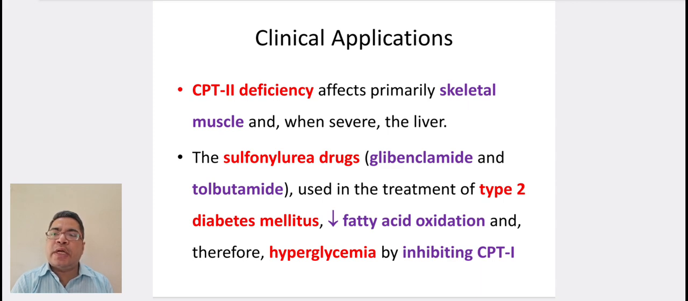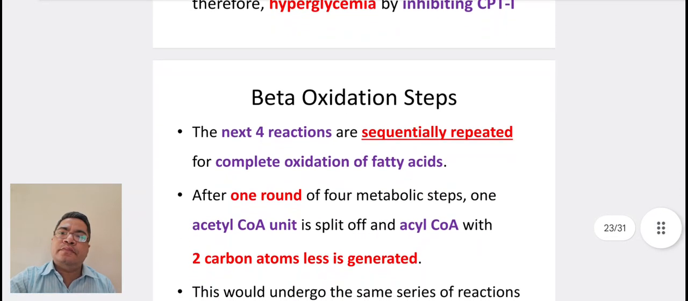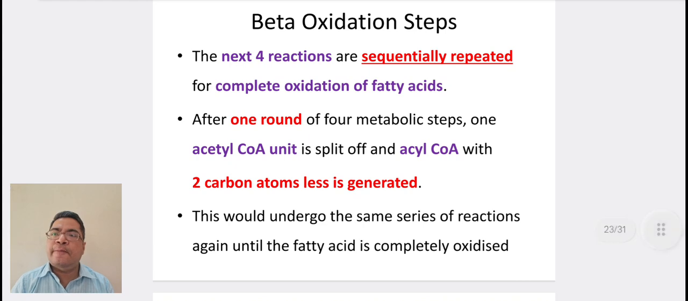The sulfonylurea drugs, that is glibenclamide and tolbutamide, used in the treatment of type 2 diabetes mellitus, lead to decreased fatty acid oxidation and therefore hypoglycemia by inhibiting CPT1.